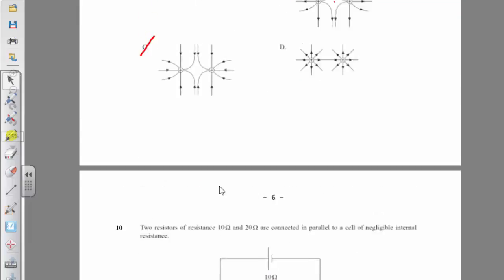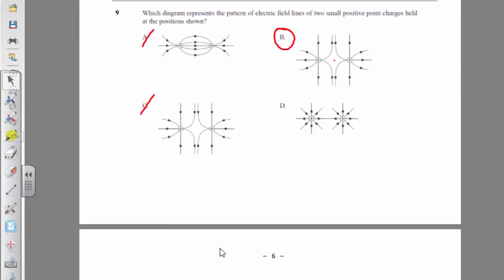The other reason we can eliminate D, by the way, is that this field line is going in both directions at once. So here, that can't happen. Field lines point in one direction. They always start at a positive charge and end at a negative charge. And if there's no negative charge around, they all kind of go out to infinity.